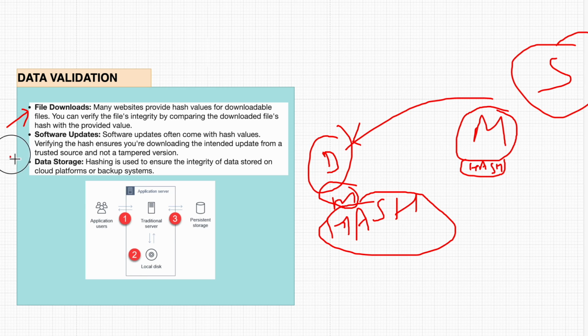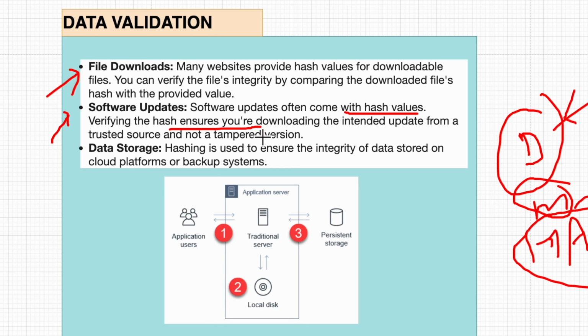Software updates, a similar thing is done for software updates also. When the package is downloaded, they come with the hash values. This is to maintain the integrity of the file and ensures that you are leveraging the correct download package. Verifying the hash ensures you are downloading the intended update from a trusted source and not from a tampered version.